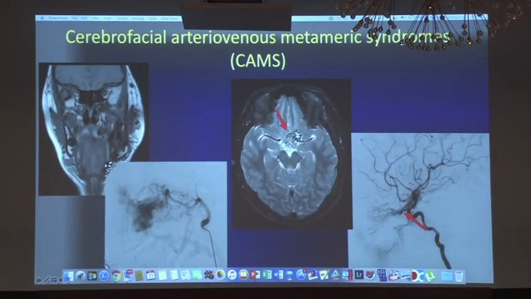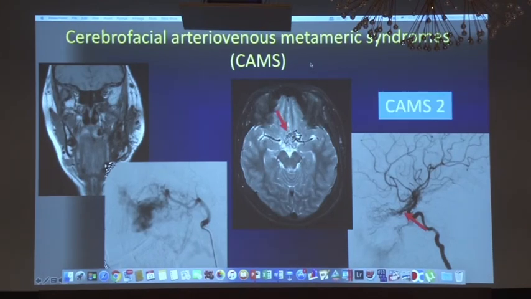For this patient, who has the maxillary AVM, when we searched for AVM in the brain, you can see the AVM here in the optic chiasm and in the optic nerve. So the patient has CAMS disease, CAMS2.